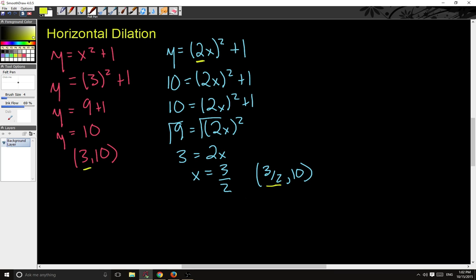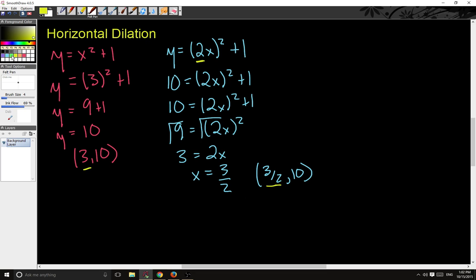And if you think about it, it makes a lot of sense. So we had to plug in 3 for x to get y to equal 10. The only thing that's changed about this equation is that we're now multiplying x by 2. So we want y to equal 10. We would expect our x to have to be half as big as it was before to get 10 again.